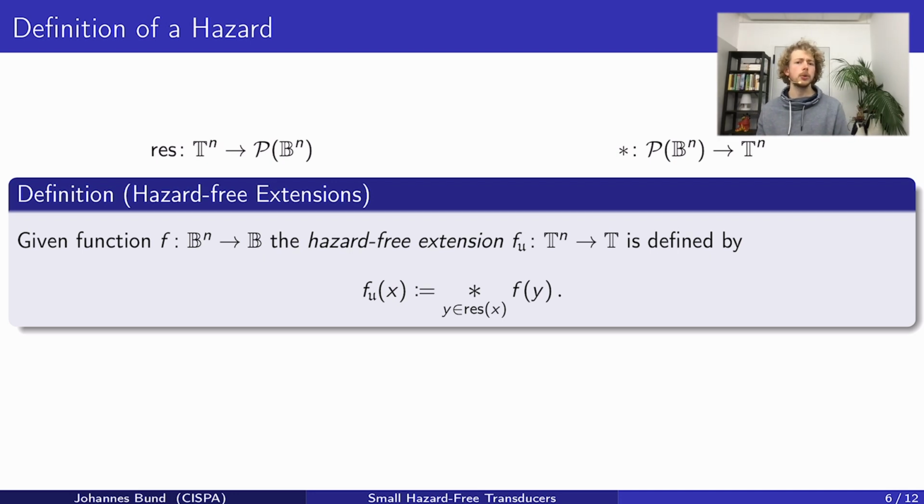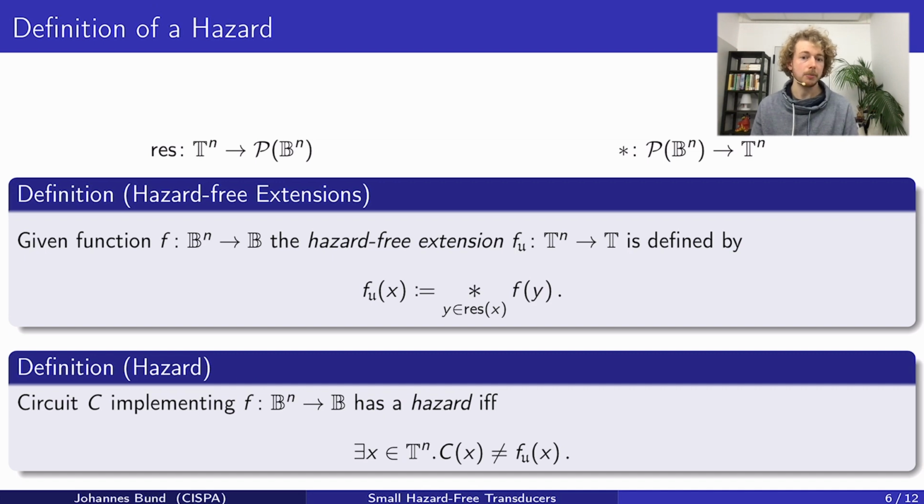With these two tools at hand, we can define the hazard-free extension of a function. Assume we are given a function f that is defined on binary words, then its hazard-free extension is denoted by f subscript u. And it is defined by looking at each possible resolution of the input, evaluating each resolution, and taking the star of all evaluations. And that's basically the definition of a hazard-free circuit as well.